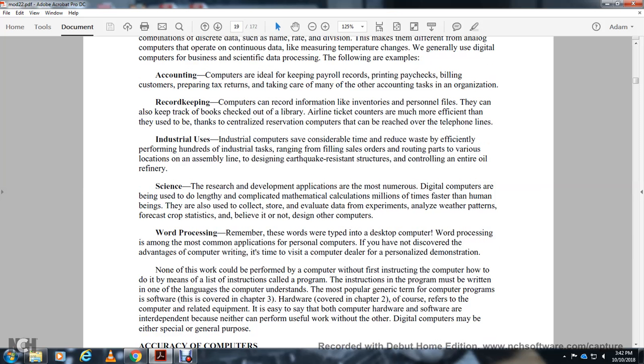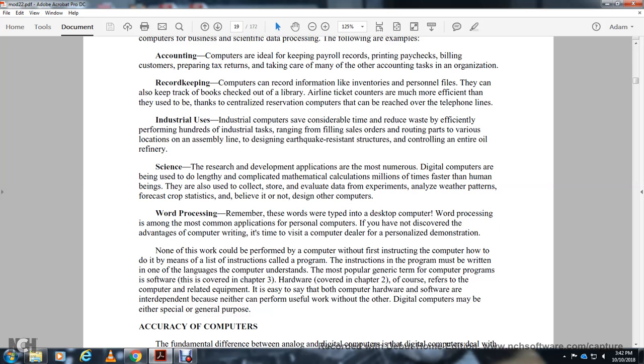personalized demonstration. None of this work could be performed by the computer without first instructing the computer how to do it. This is the list of instructions called the program. The instructions for the program must be written in a language the computer can understand. The most popular generic term for the computer programs is software. This is covered in Chapter 3, hardware covered in Chapter 2. Of course, this refers to the computer-related equipment.